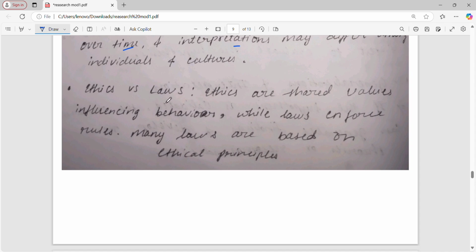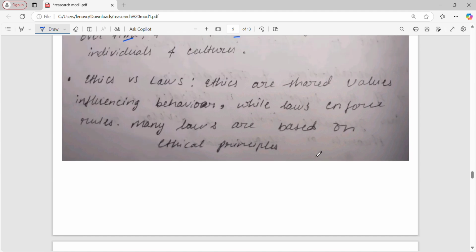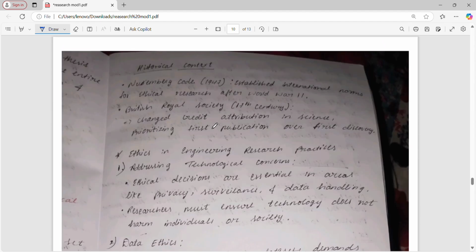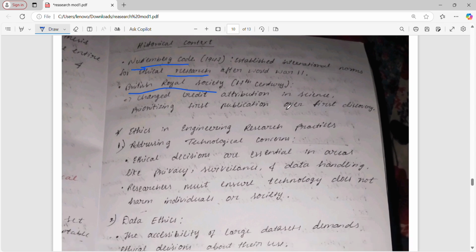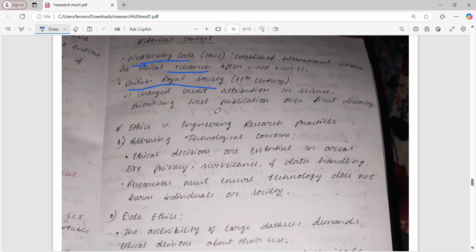Ethics versus laws. Ethics are shared values influencing behavior, while laws enforce rules. Many laws are based on ethical principles. Then we'll write the historical context: the Nuremberg Code and then the British Royal Society. In 1947, the Nuremberg Code established international norms for ethical research after World War II. The British Royal Society, in the 17th century, changed credit attribution in science, prioritizing first publication over first discovery.